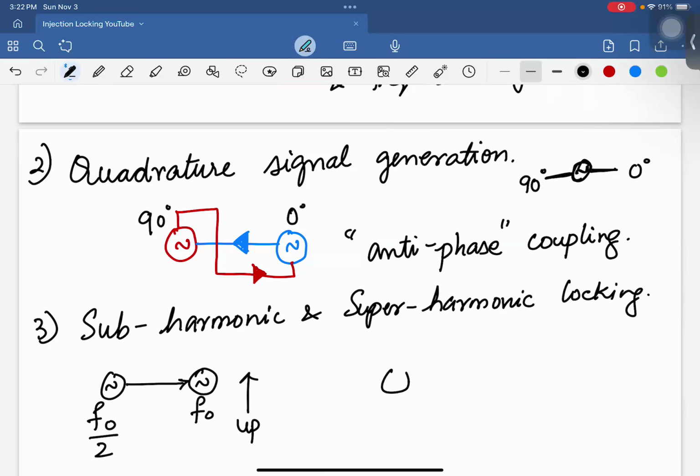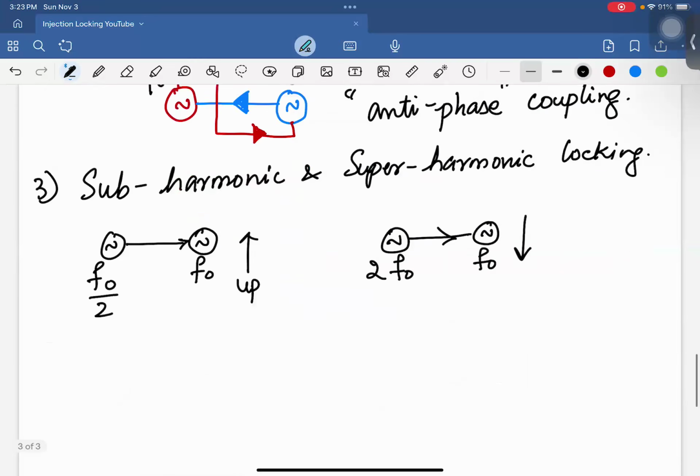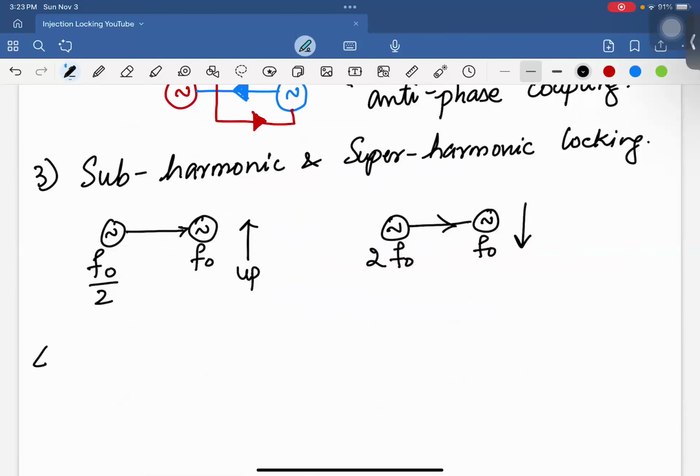And you can do the same thing even the other way. So you want to make a frequency divider, then you can lock a 2F0 signal onto an F0 oscillator, and that will down convert your frequency by a factor of 2. Right? So that's another advantage. And there are many more actually. So I'll just briefly list them out here.